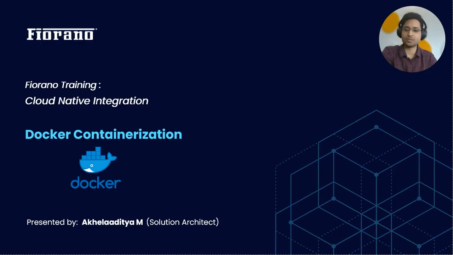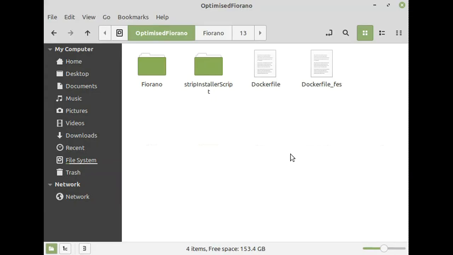And in today's video, we're going to understand how to containerize Fiorano servers using Docker. So let's go ahead and get started. As you can see, I'm currently working on a Linux machine where I have my Fiorano installed. And I've also configured the JDK and all the necessary steps after the installation. Now let's focus on containerization, which is the topic.